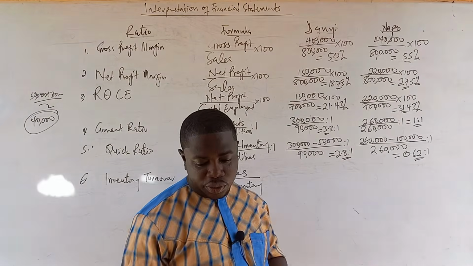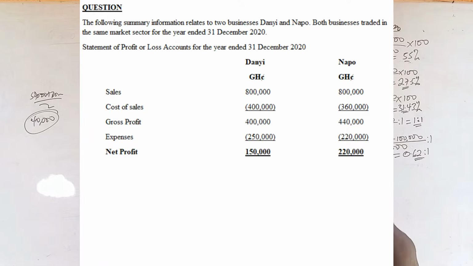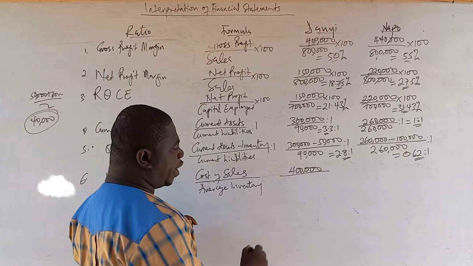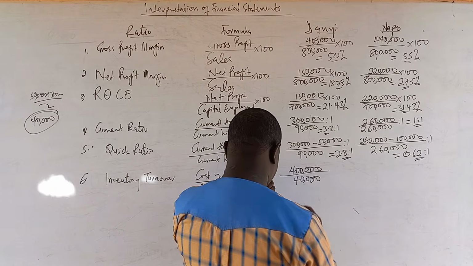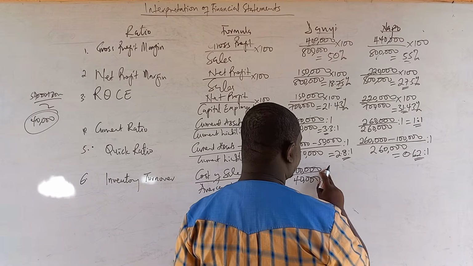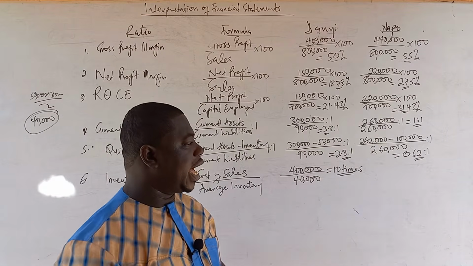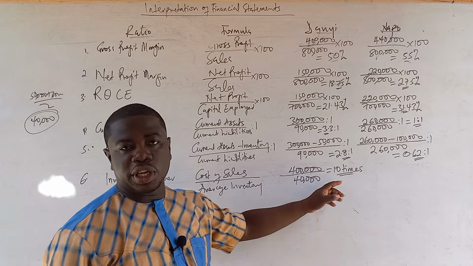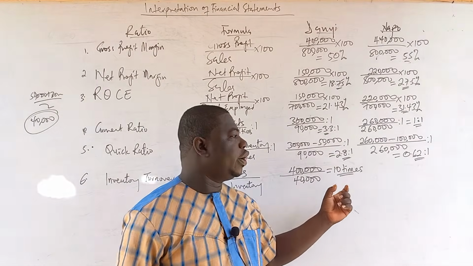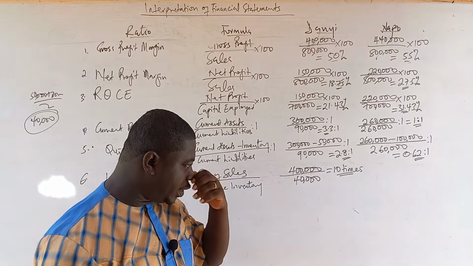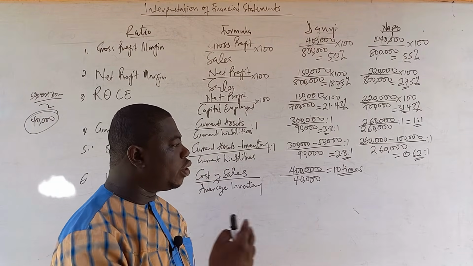Now, what about the cost of sales? The cost of sales for Danny is 400,000. So we are going to have 400,000 over the average inventory of 40,000. And 400 over 40 gives us 10. So the answer is 10 times. Remember that when I was teaching the formulas, I said that this rate of stock turnover is calculated in times. We are looking at the number of times in a year that you go and bring inventories for sale.